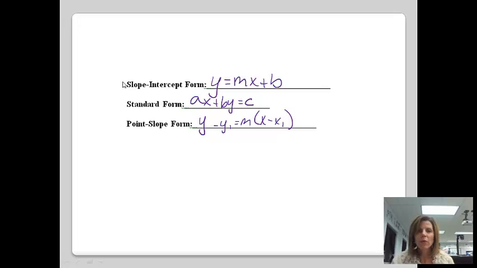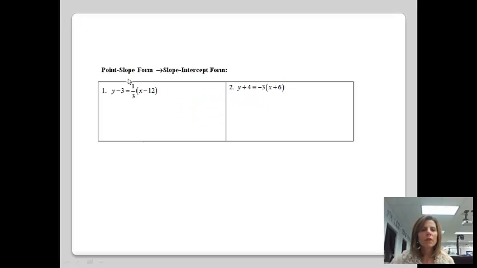But when we want to graph something, we basically want it to be in slope-intercept form. So that's what I like to do when I graph things. So if we have something in two of those other forms, we need to be able to convert them. All right, so first of all, point slope form to slope-intercept form.